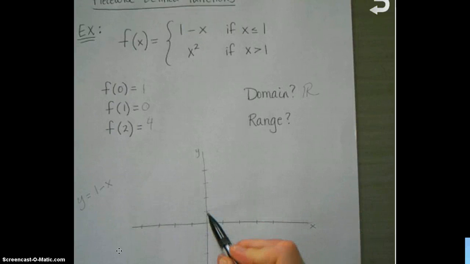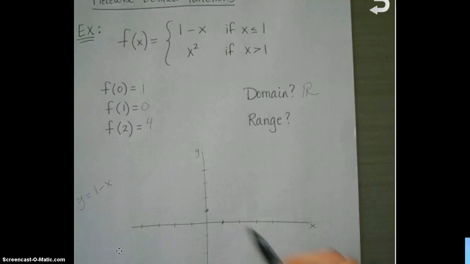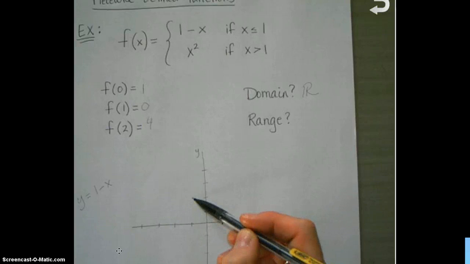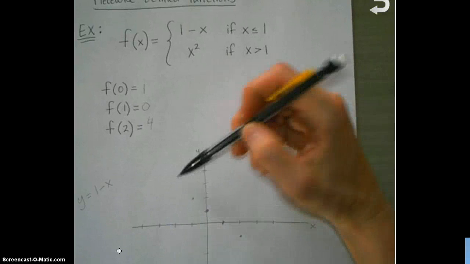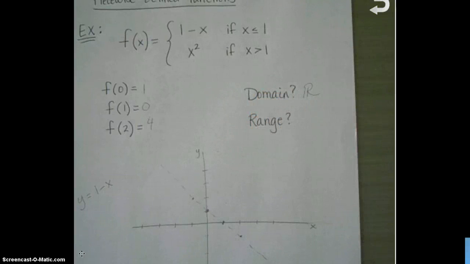Plug in 0, you get 1. Plug in 1, you get 0. Plug in 2, you get -1. Plug in -1, you actually get 2. And so if you remember from last year, what we did is we just very lightly sketched and said, okay, that's the function y equals 1 minus x.